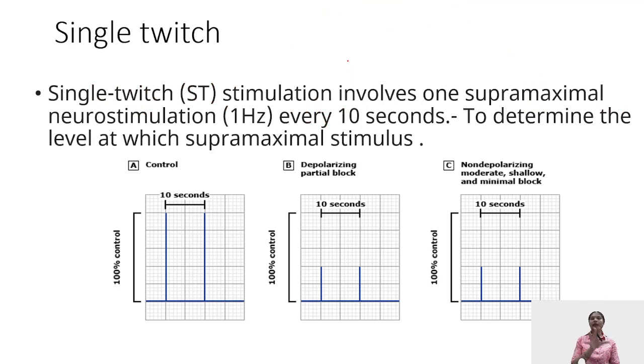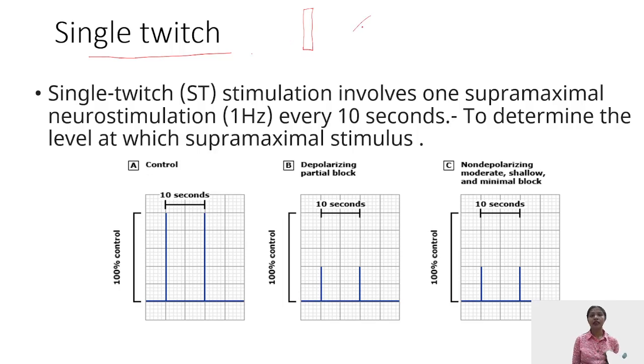Now coming to the various neuromuscular monitors one by one, the first is the single twitch. As the name suggests, there is one single twitch. Just one twitch. We give one stimulus of supramaximal current at 1 hertz, that is, the frequency is 1 cycle per second. Every 10 seconds, such single twitches can be given. What is the use of the single twitch? I've already told you. It helps us to determine the supramaximal stimulus, the first.